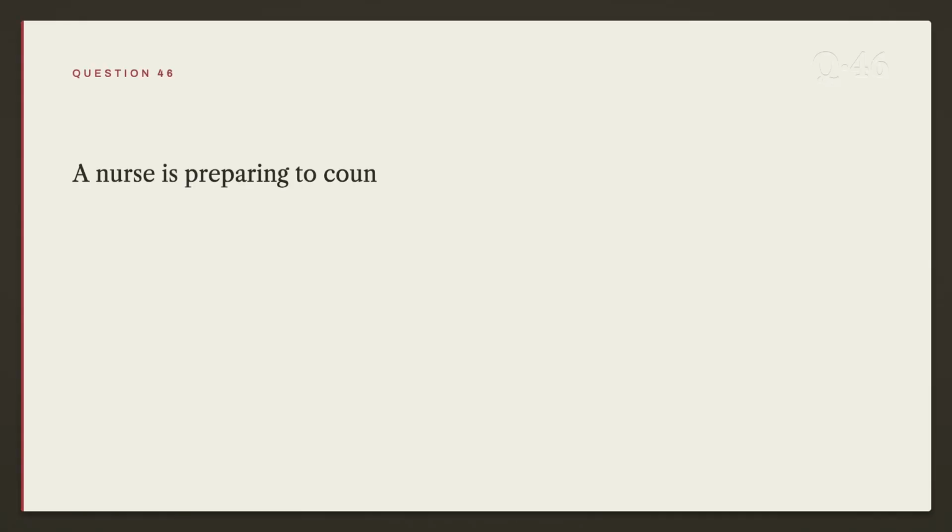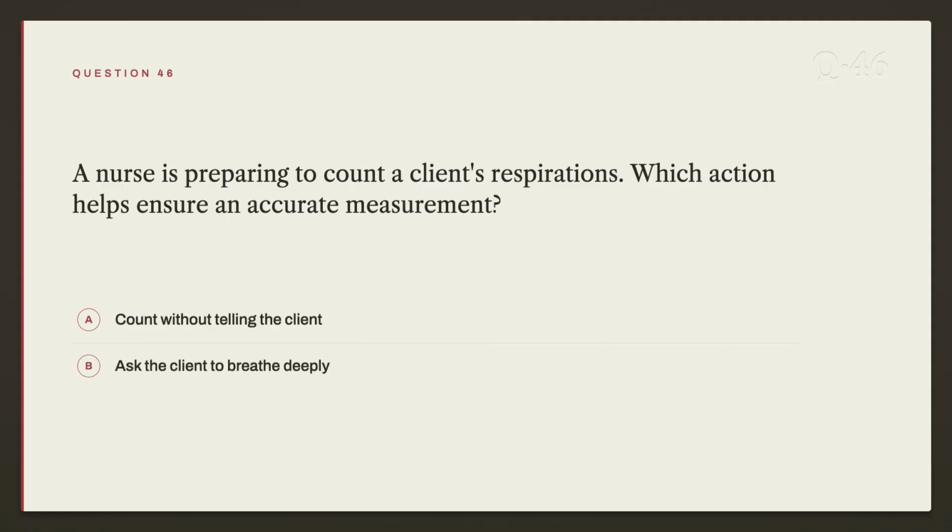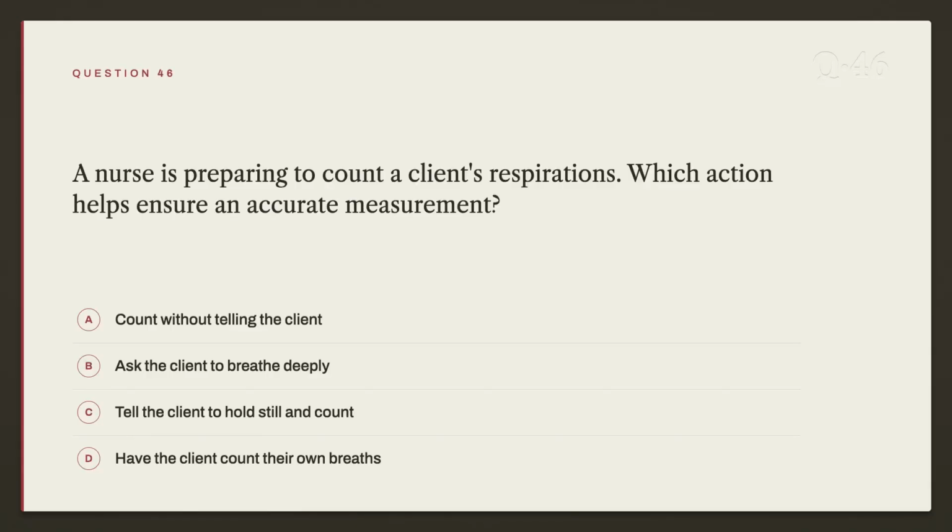Question 46. A nurse is preparing to count a client's respirations. Which action helps ensure an accurate measurement? Your options are A. Count without telling the client. B. Ask the client to breathe deeply. C. Tell the client to hold still and count. D. Have the client count their own breaths. Which would you go with? Lock it in before the reveal.